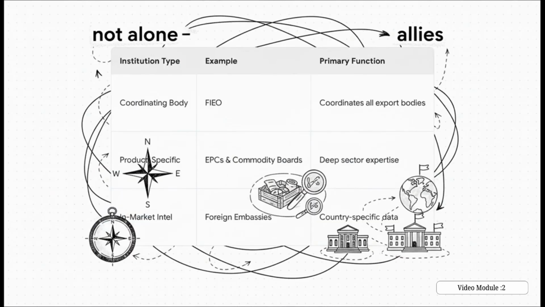And the best part? You're not alone in this. These institutions are basically your allies. You've got FIEO, the Federation of Indian Export Organizations. Think of them as your central command. Then you have the product-specific experts in the Export Promotion Councils. And for intel straight from your target market, the foreign embassies right here in India are an incredible resource.